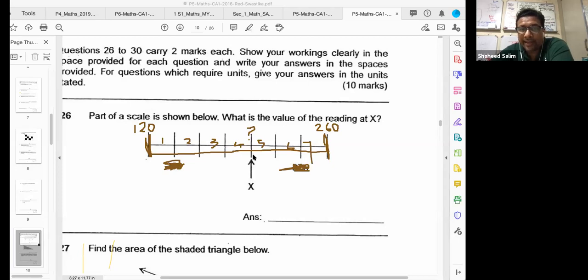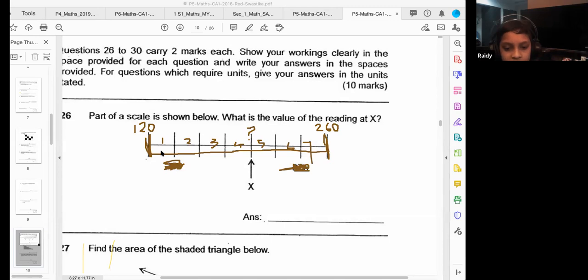This one we are looking at X. Are you sure both of you have written 180? Are you sure? One unit is how much? One unit. 1 unit is 20. Okay, we add together. You count with me.